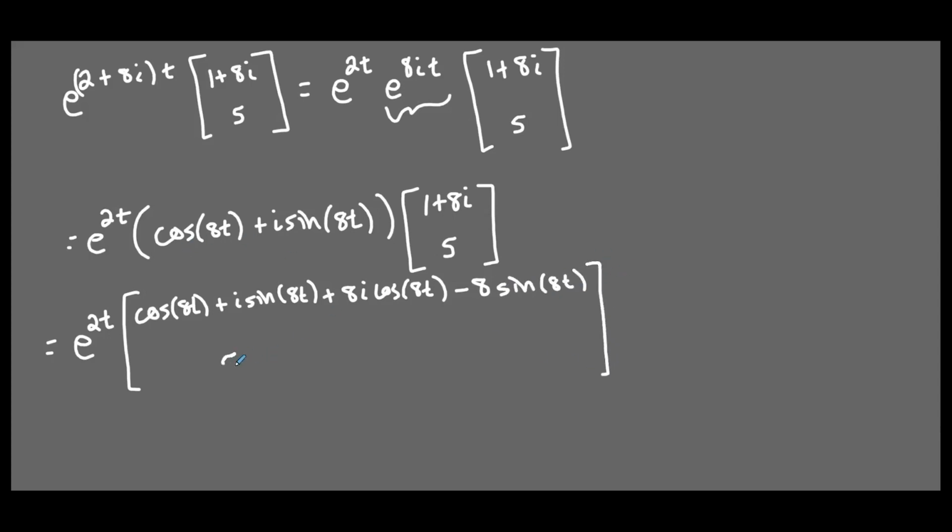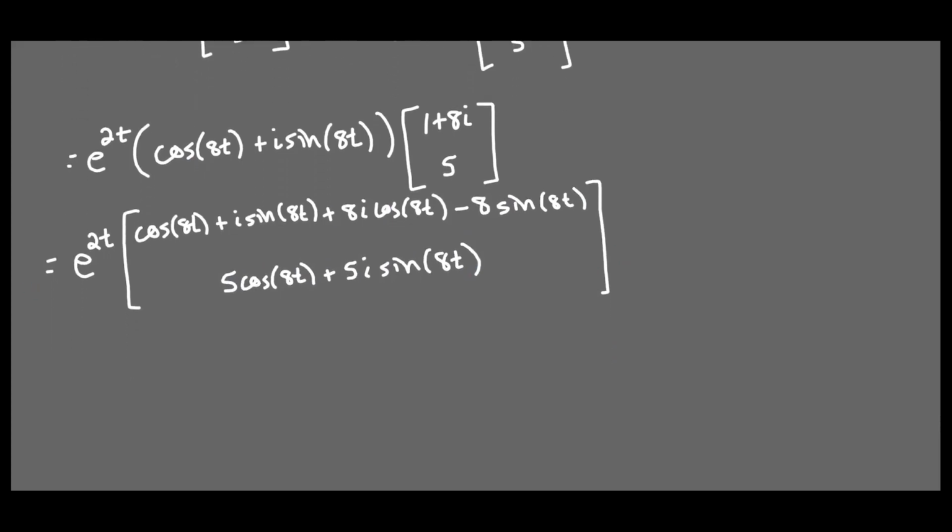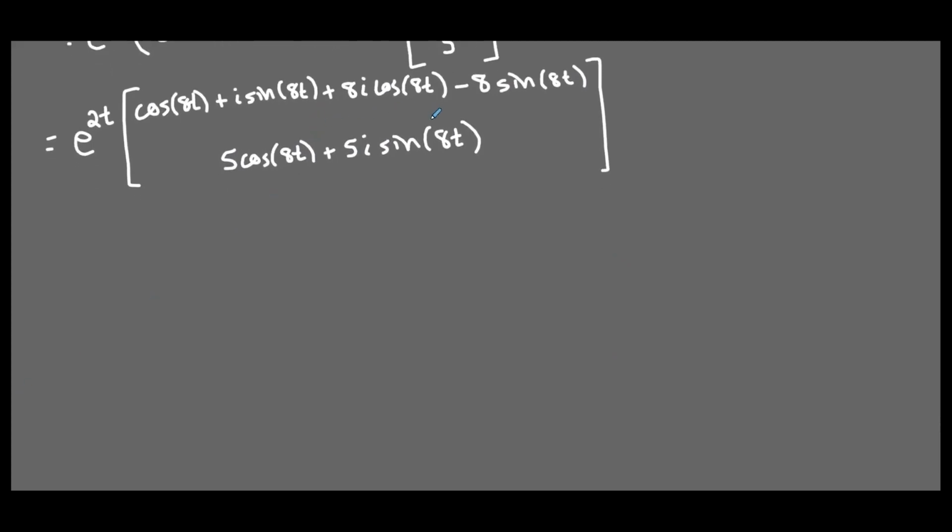And on the bottom, I get 5 cosine 8t plus 5i sine 8t. And because we have complex values, we can split this up into a real part and imaginary part, and that'll give us our 2 separate solutions. So I'm going to make 2 vectors that have a real part and an imaginary part.